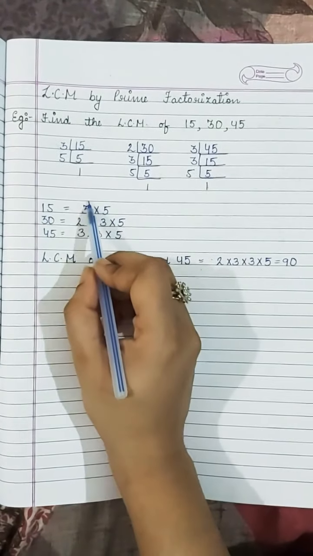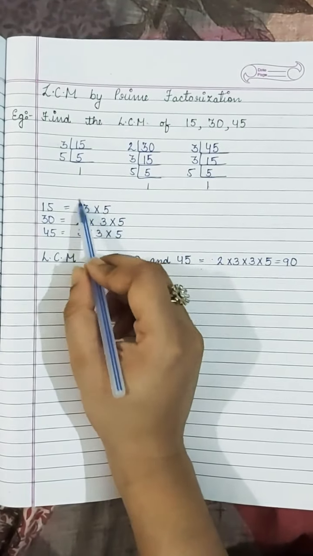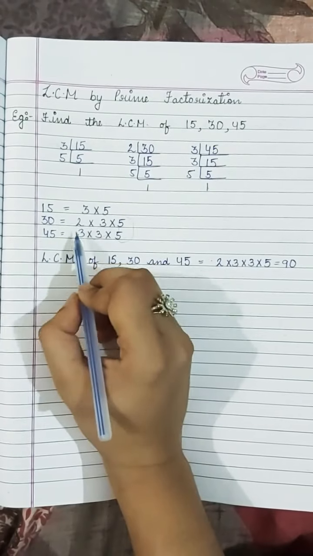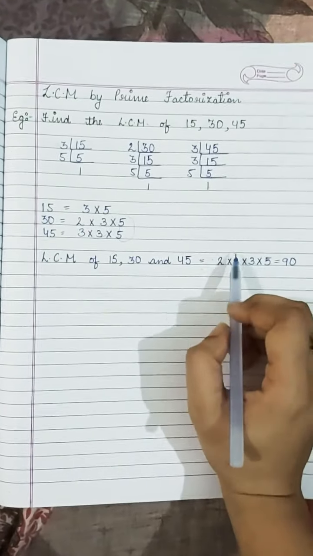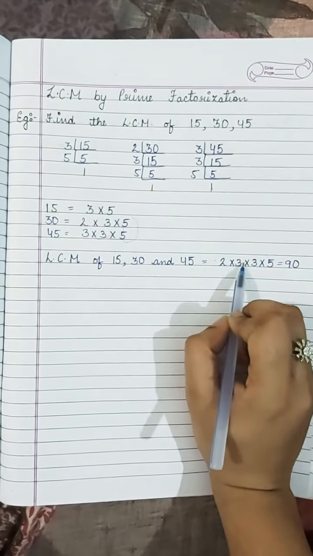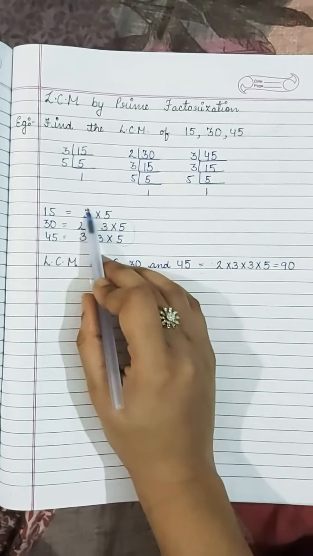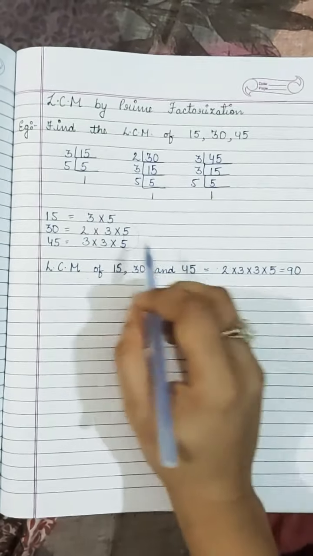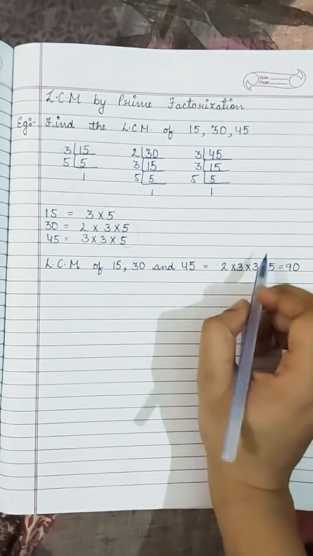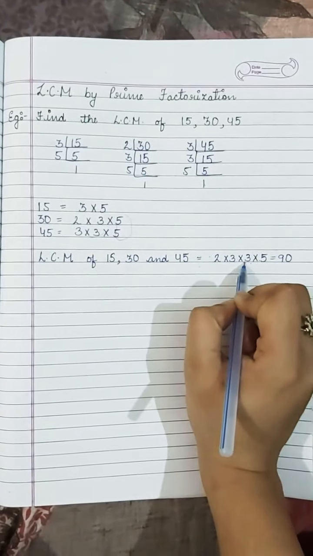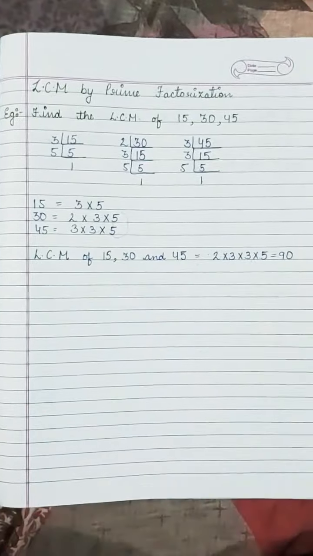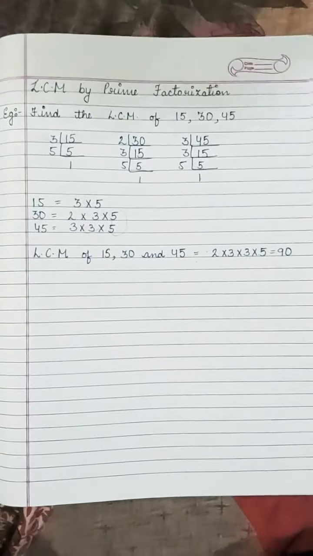Now see here, what is common? This 3 is common and this 5 is common, and the rest are 2 and 3. The rest of the 2 and 3 I have written here, and the common one 3 I have written here, and the common one 5 I have written here. So 2 into 3 into 3 into 5, 90. So the LCM is 90 here.